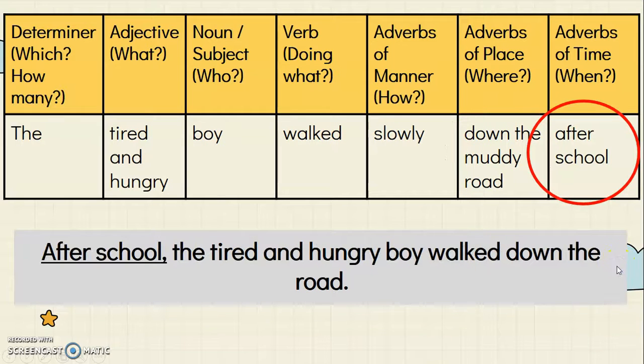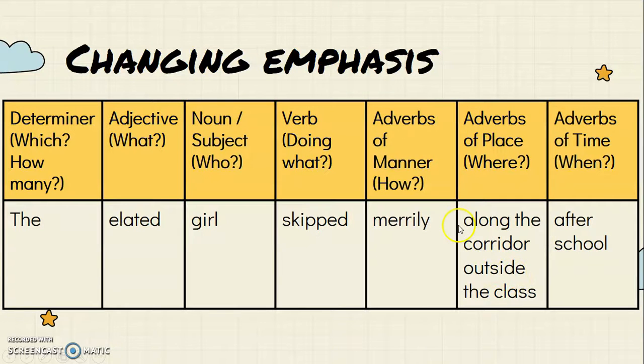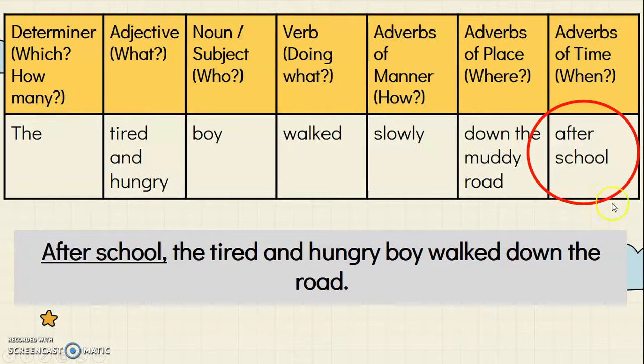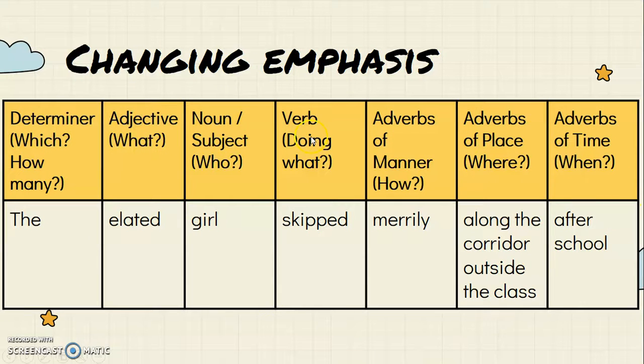So, the last part is adverbs of time. I shift the time to the front if I want to emphasize the time that this action happened. So, after school, the tired and hungry boy walked down the road. Okay, so you realize that for just one sentence itself, there are actually so many ways to rewrite it. I just introduced 4 different ways. There are actually more than that. So you can explore with your friends and your teacher. Look at the sentence. You might want to change the emphasis of this sentence and create as many varying sentences as you can with your class.